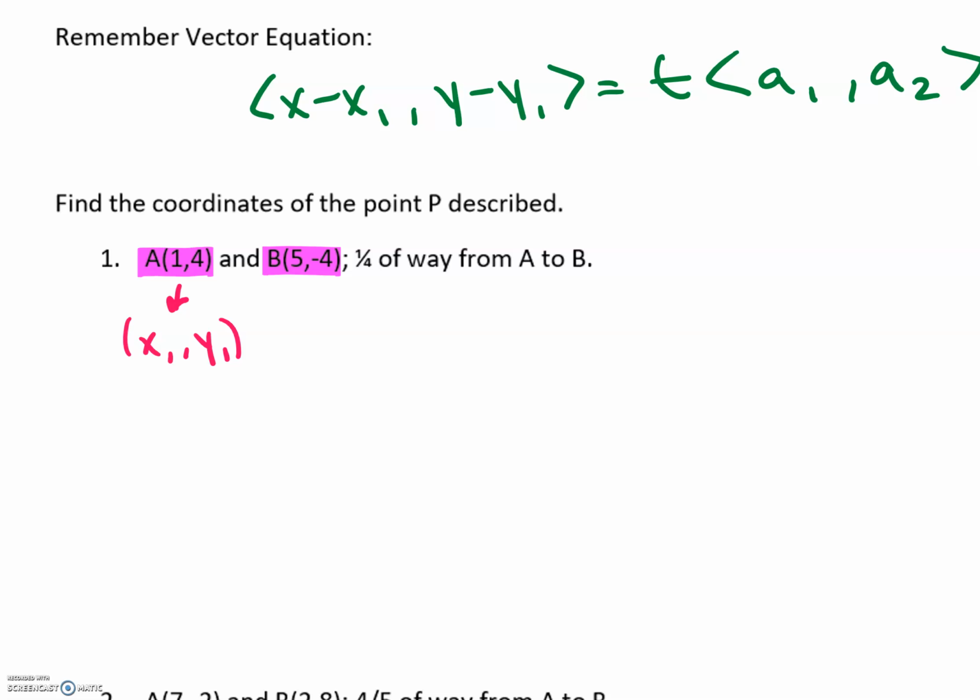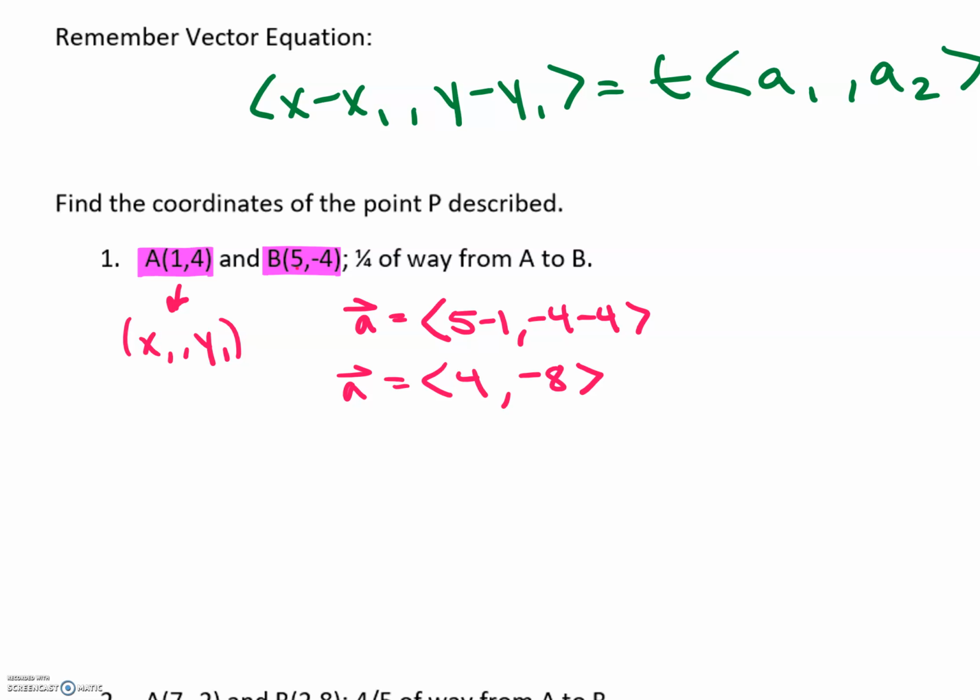It's telling me it's going to (5, -4). So I can go ahead and find my direction vector by subtracting those coordinates. Remember, you're going to start with the second, so 5 minus 1, and then negative 4 minus 4. So we're going to get my direction vector to be <4, -8>.